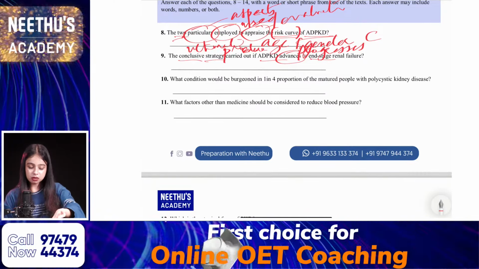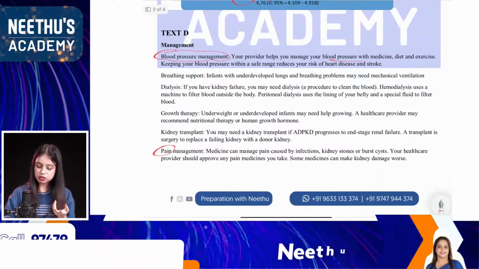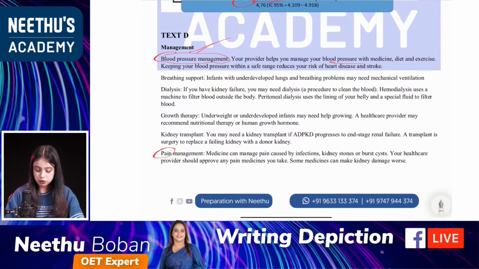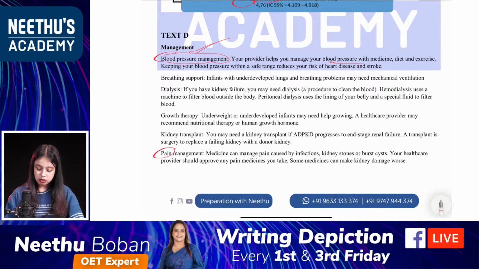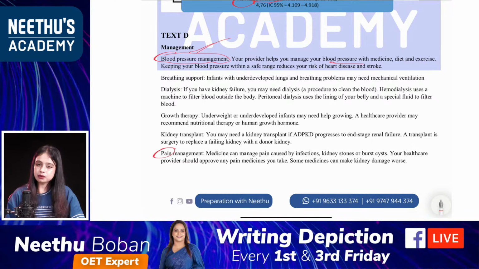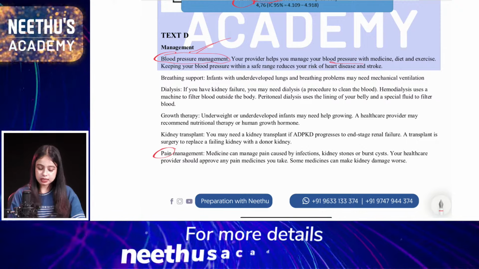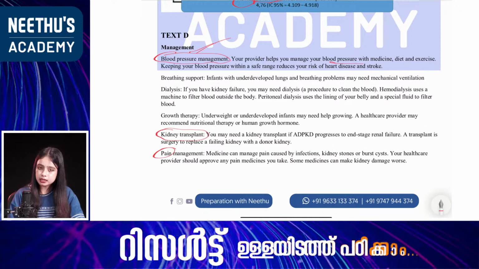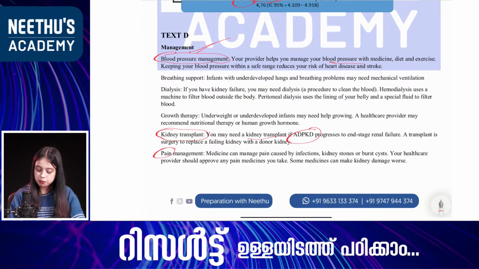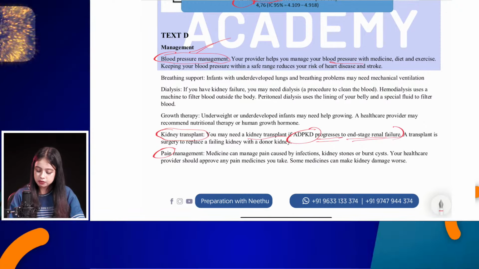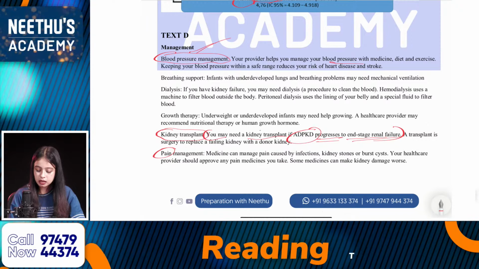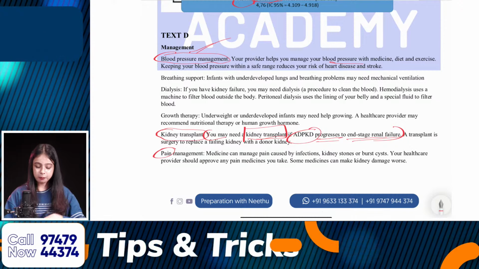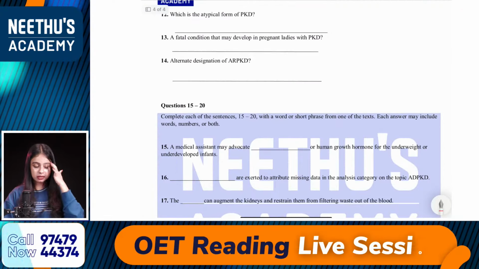What is the procedure? Procedures are mentioned, of course, in text D. You know it is in management, right? So what is the procedure? Wherever they mention progress or advance. That's here. Kidney transplant. You may need a kidney transplant if ADPKD progresses to end stage renal failure. See, the answer is kidney transplant. That is the correct answer. That is the procedure. So that is kidney transplant.